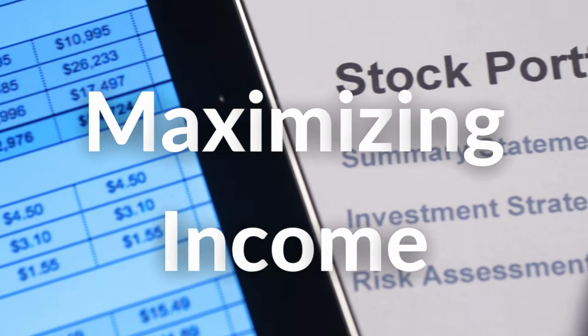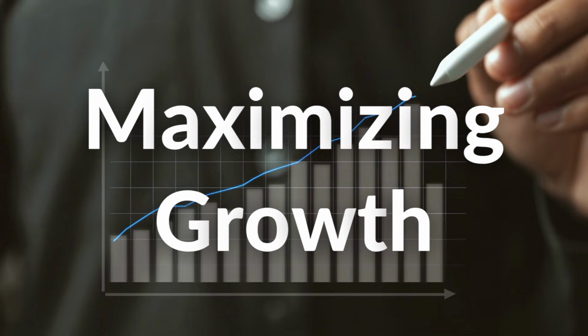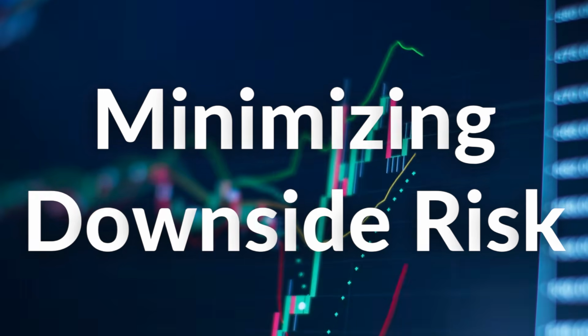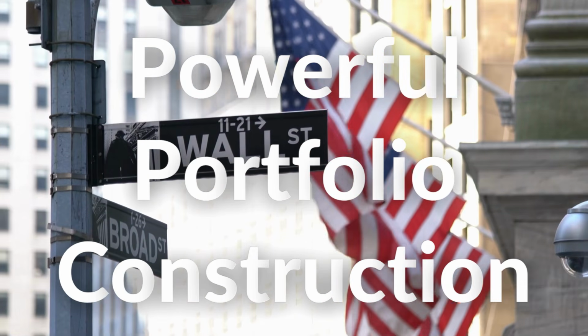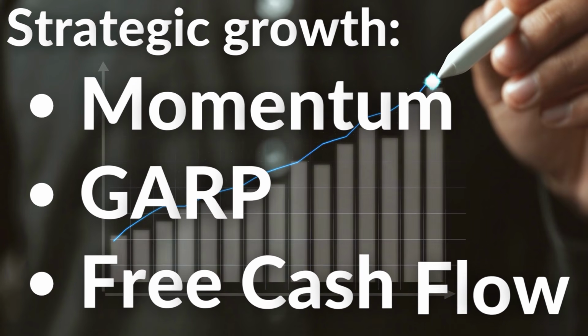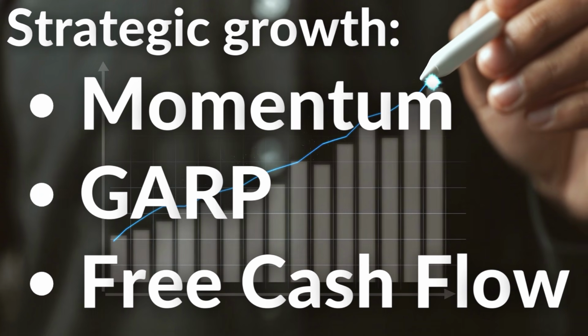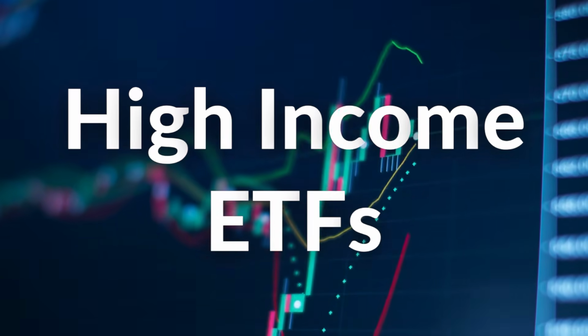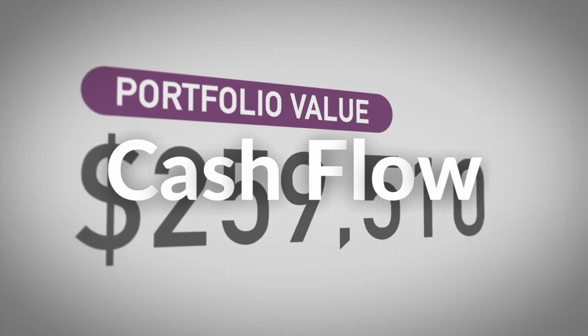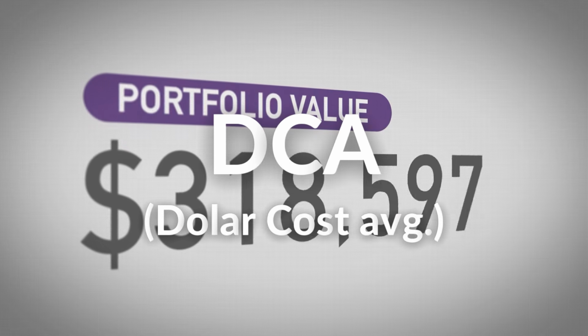I have been covering what I believe are some of the best ETFs for maximizing dividend income, driving growth, and minimizing downside risk. But beyond simply choosing ETFs, I've been focusing on strategies to create a portfolio, approaches that go far beyond basic index exposure. This includes things like tilting towards strategic growth through momentum or GARP strategies, or incorporating high-income ETFs designed to generate consistent cash flow, fuel dollar cost averaging, and accelerate compounding over time.